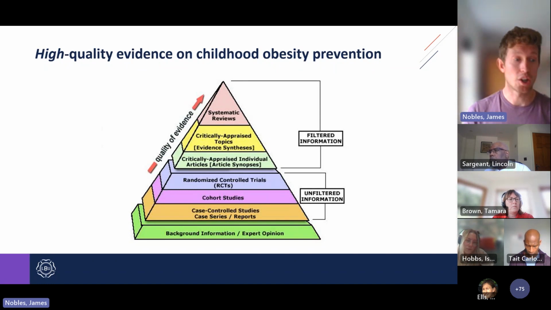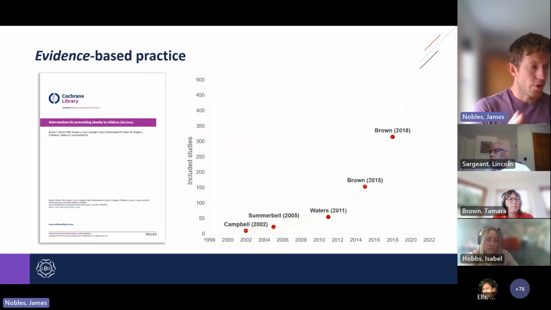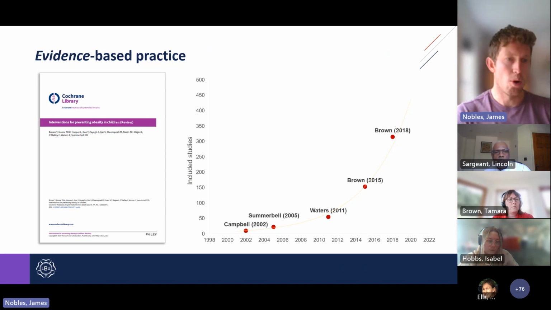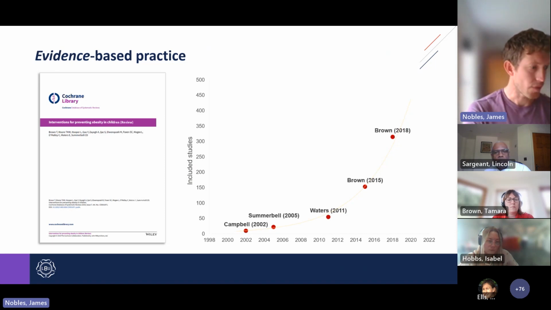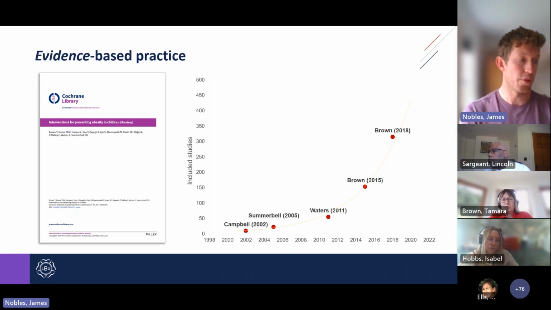And luckily for us, there are quite a lot of these available. So on the left-hand side of this slide, you'll see a report from the Cochrane collaboration. And this is all about interventions for preventing obesity in children. The Cochrane collaboration published arguably some of the most rigorous systematic reviews that we have available. And we've got quite a number of these Cochrane reviews available around the prevention of childhood obesity. So we've had these published in 2002, 2005, 2011, 2015, and then most recently in 2018.